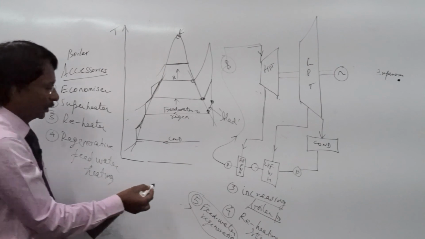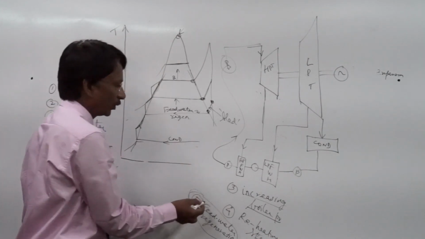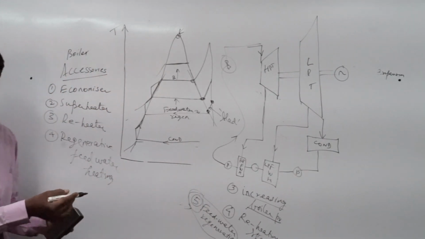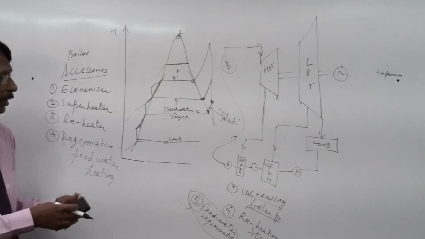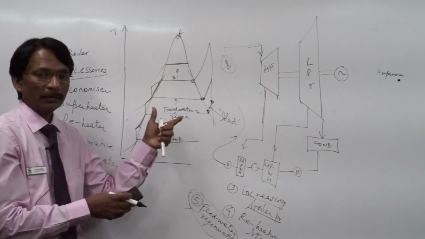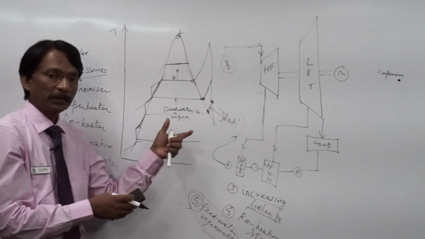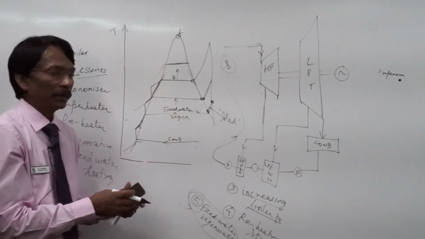So, now you got 5 different ways of modifying a Rankine cycle. A modified Rankine cycle will result in a better efficiency of the steam power plant.